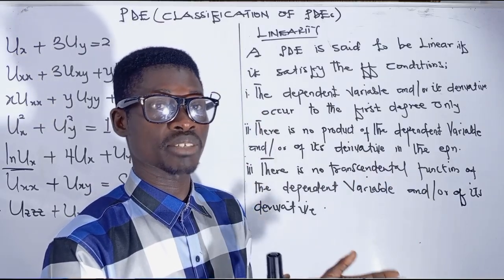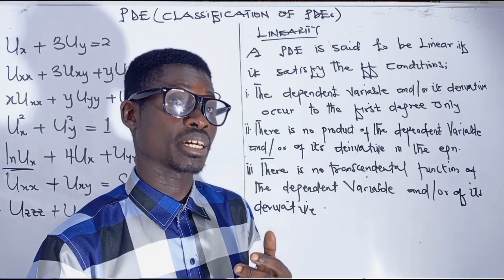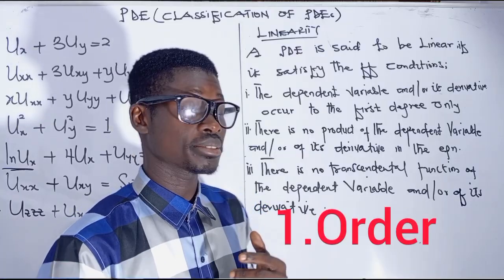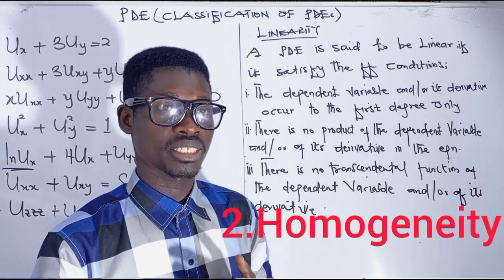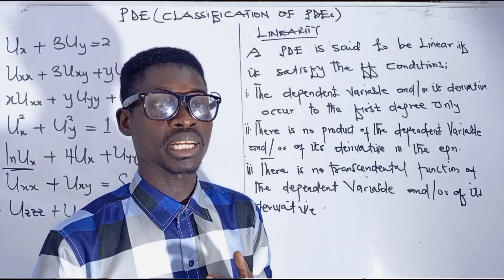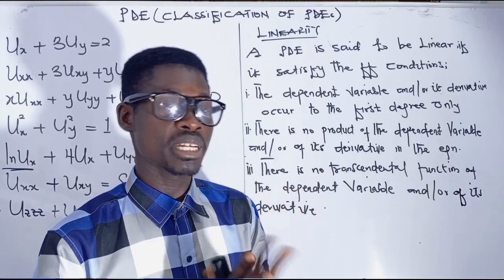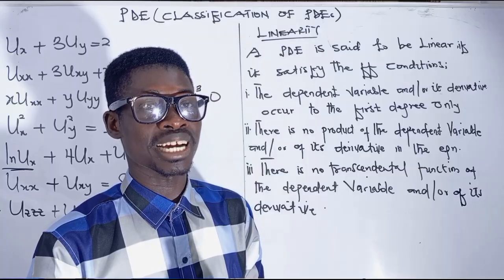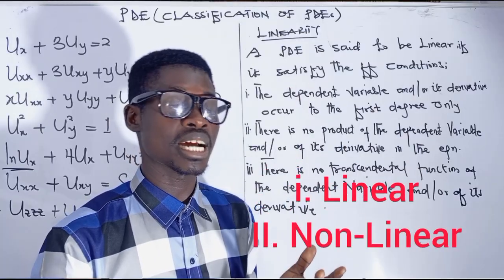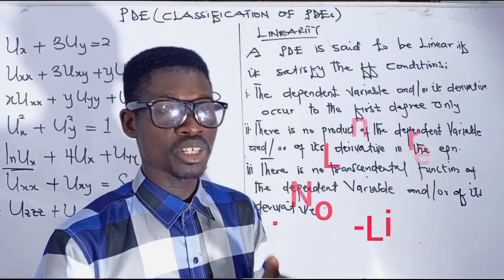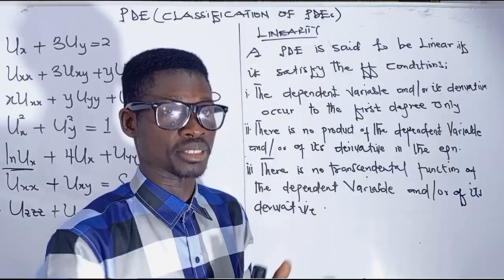PDE, or partial differential equation, can be classified according to their order. So the first one is order. It can also be classified according to their homogeneity. Under the homogeneity, we shall be looking at the homogeneous and non-homogeneous PDEs. PDEs can also be classified according to their linearity, and under the linearity, we shall be looking at the linear and then non-linear. So these are the classifications that we want to look at in today's lesson.